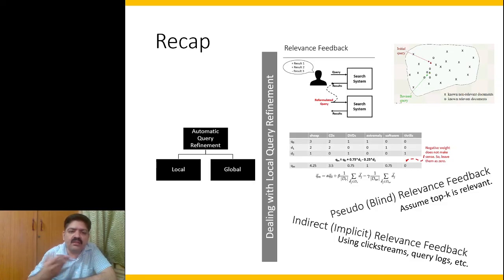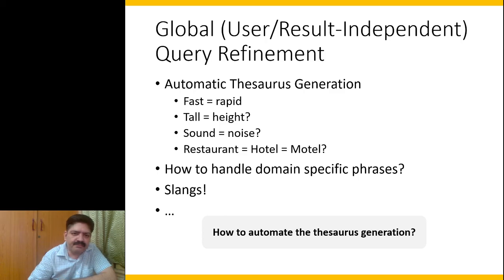Now let's move on to the global automatic query refinement. Remember, these are user or result independent query refinement. So how do we refine the queries without looking at the results or asking the users for judgment? Usually the global knowledge about the language with which the user queries is good enough to do some kind of query refinements. We have already seen spelling correction, or using the thesaurus to update the queries or add more terms to the queries, is a good idea, and that often improves precision and recall.